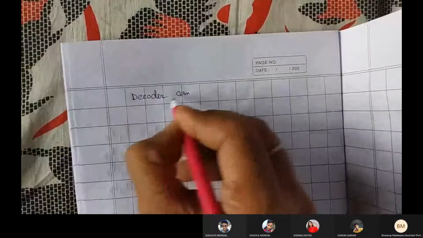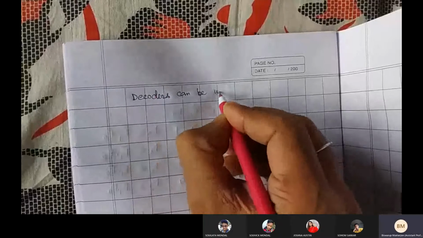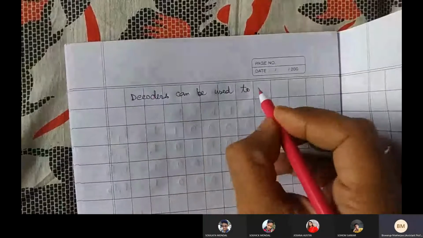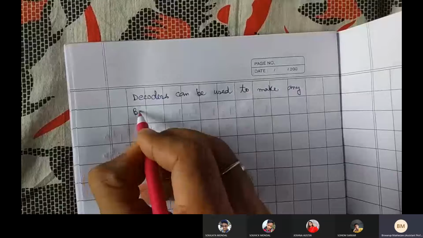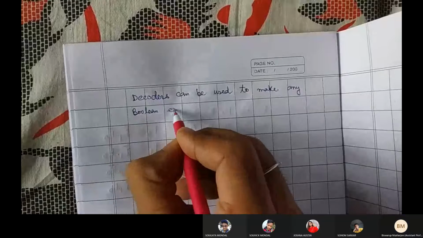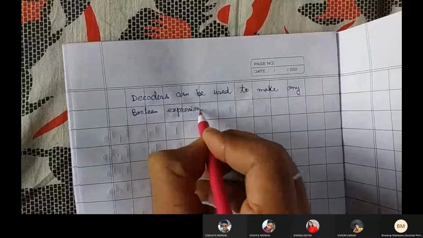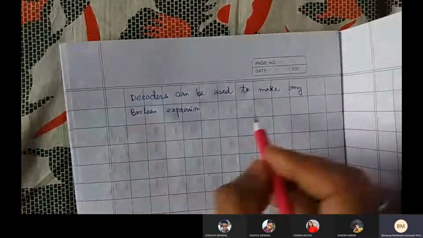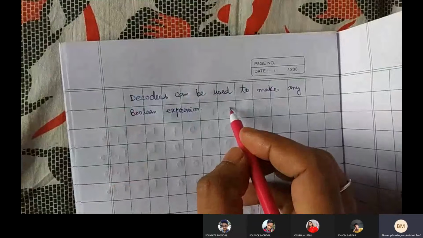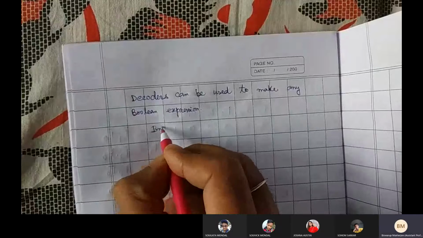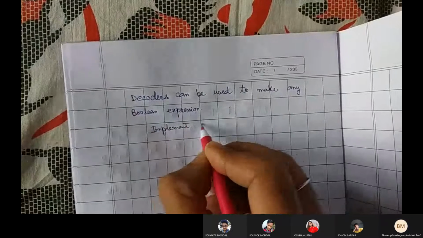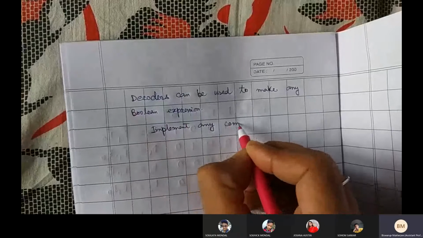So it is also found that decoders can be used to make any Boolean expression. Or else you can also say decoders can be used to implement any combinational circuit. So it can also be used to implement any combinational circuit.